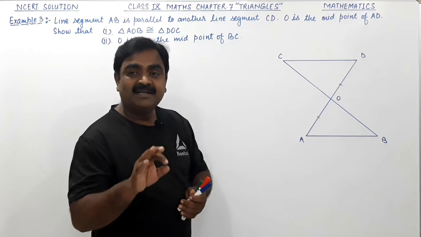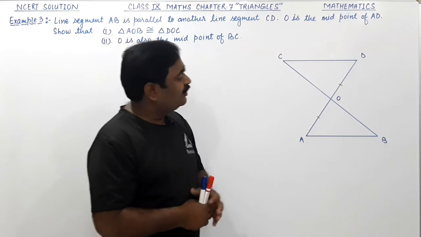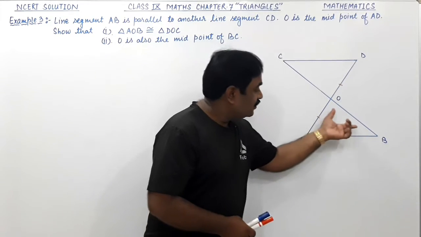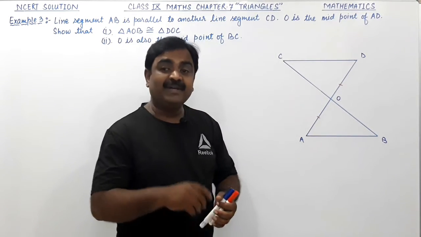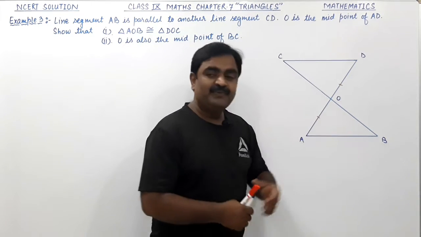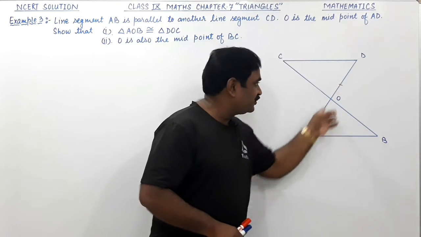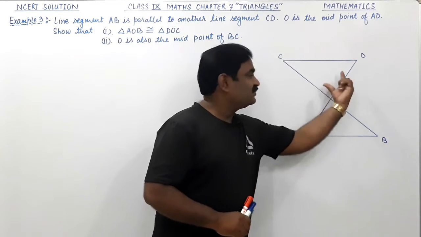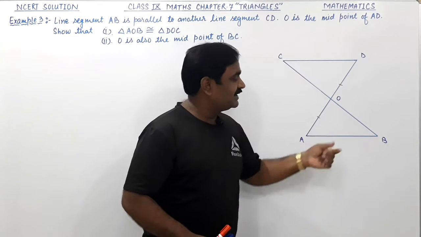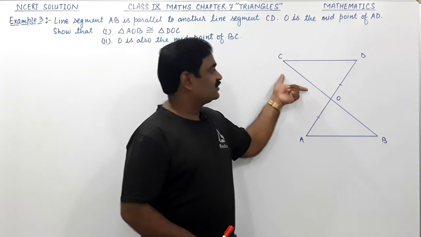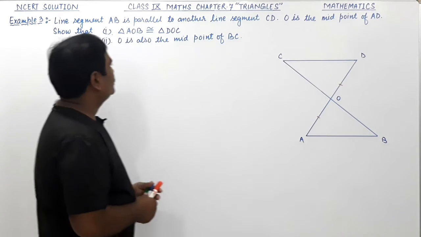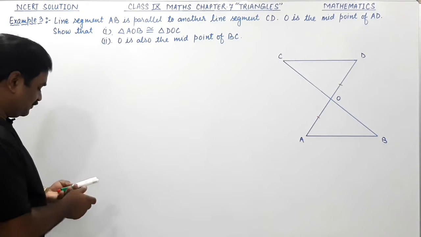So dear friends, first of all let's think how can you say O is the midpoint of BC? If we get OB equals OC, then only we can say that O is the midpoint of BC. As O is the midpoint of AD, AO equals OD. Similarly, to say O is the midpoint of BC, we need OB equals OC. Right friends? So let's start proving this question.